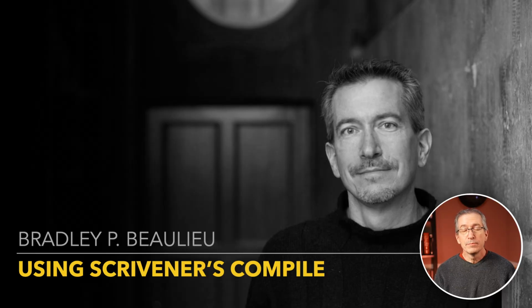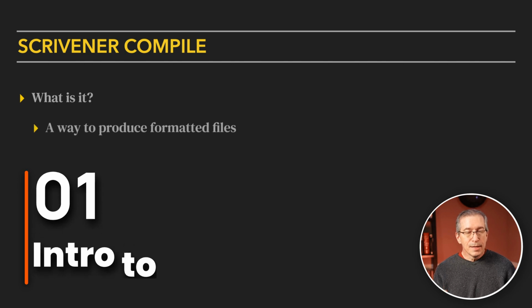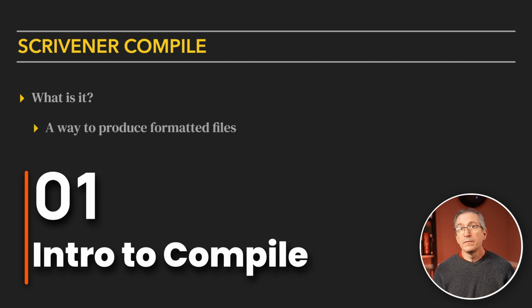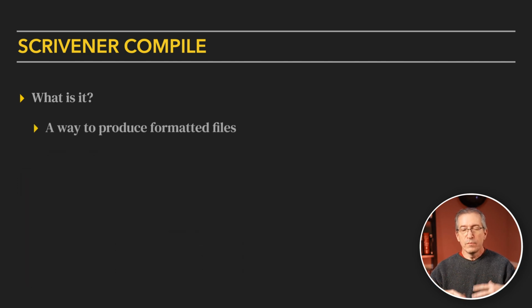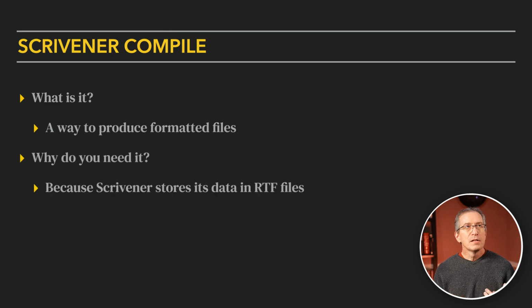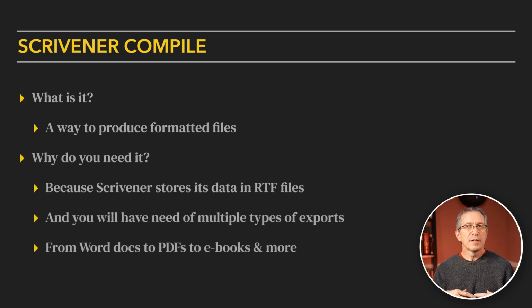Okay, so let's dive in. Scrivener's compile, what is it? As I mentioned, it's a way to produce formatted files from the scrivenings that you have within Scrivener. And why do you need it? Scrivener stores its files in rich text format files, RTF files, and you will have a need of exporting that to multiple different types of formats, from Word docs to PDFs to EPUBs and so on. There's over a dozen different types that you can choose from when you're exporting.